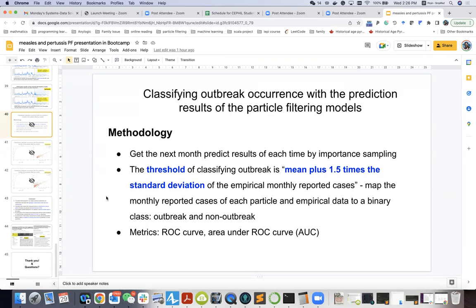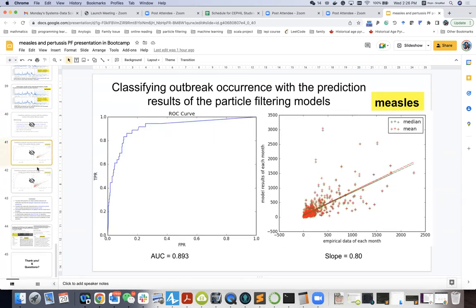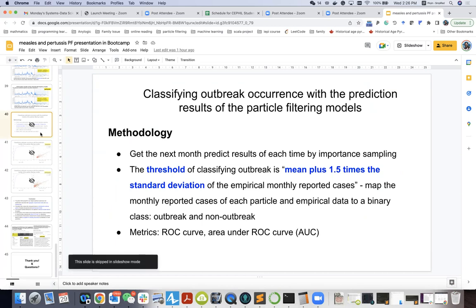Oh, okay, sure. So I think in this work we have performed a classification research to classify whether there will be an outbreak or non-outbreak, whether an outbreak occurs in the next month, based on the particle filtering model's projection result. Firstly, we get the next month's projection result of each month by incorporating the particle filtering algorithm.